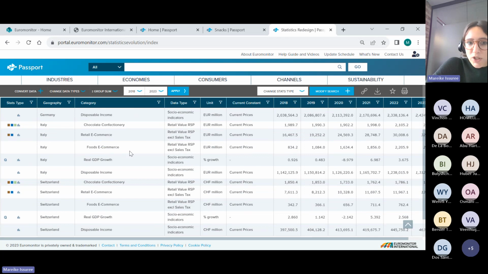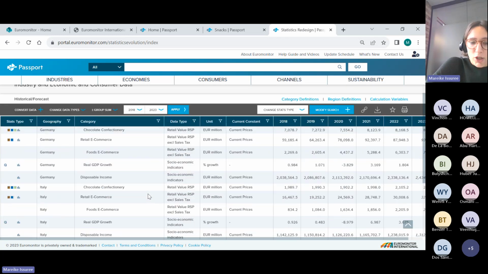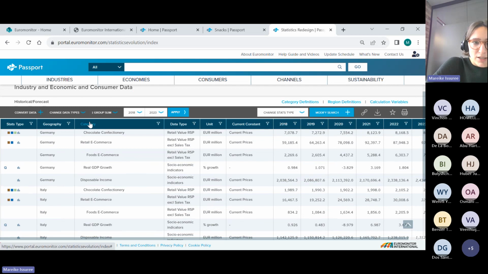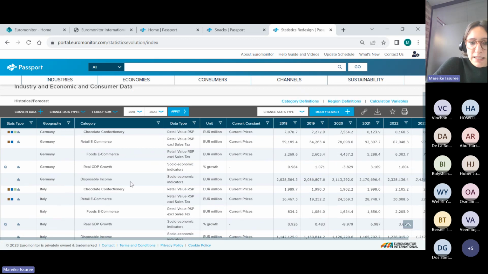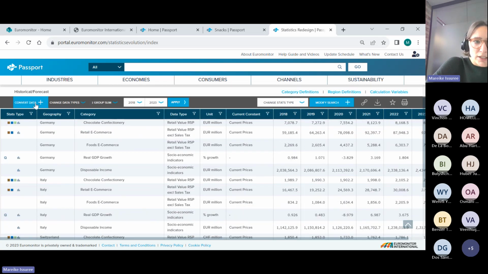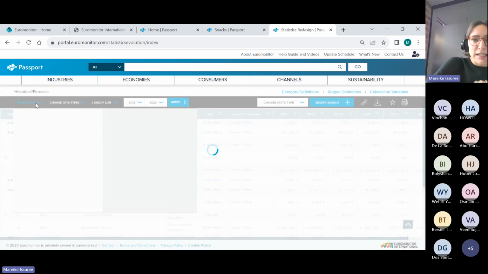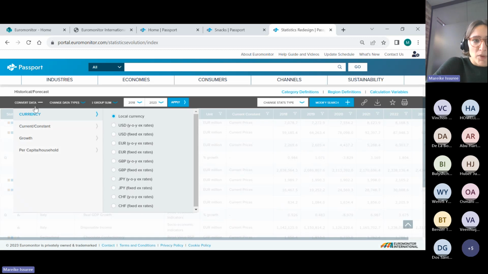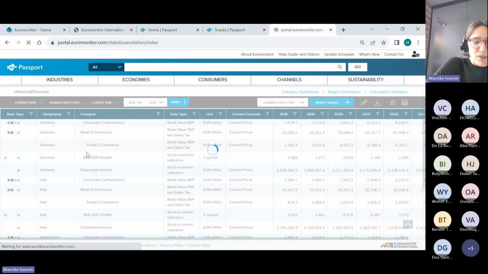But of course, because we have so many other indicators in here, we want to make this a bit more digestible. So what we first need to do is, because we're looking at local currencies, let's convert this data first of all. So let's clean it up so we can compare. We can change the currency into, for example, euros or Swiss francs. Maybe for you, I'll just change this into Swiss francs.